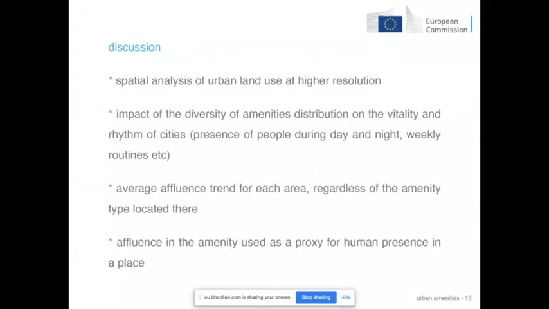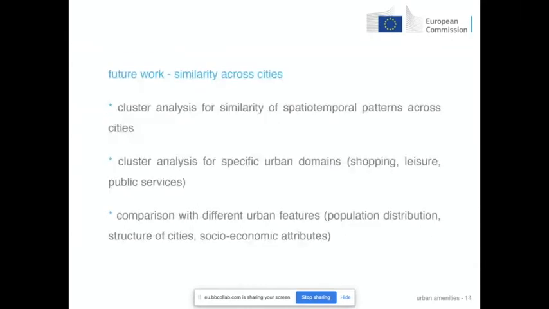It is worth mentioning that these are average affluence trends for each area, regardless of the amenity type located there. Also, because affluence is a value that is only applicable to amenities, we must be careful when we use it as a proxy for human presence in a place.